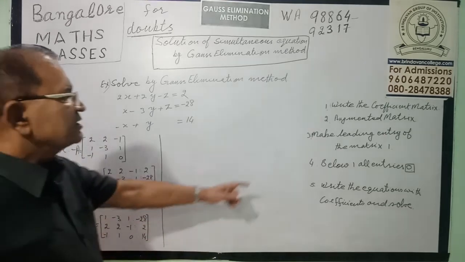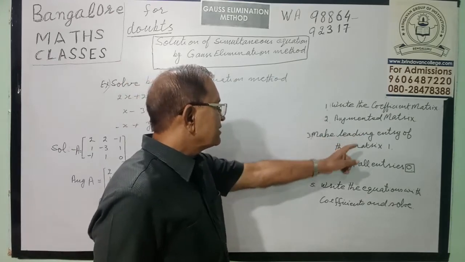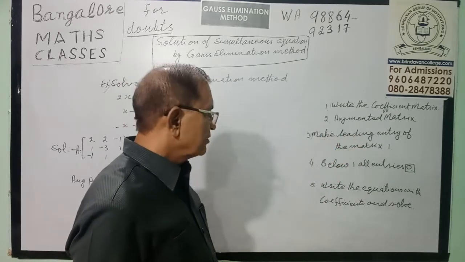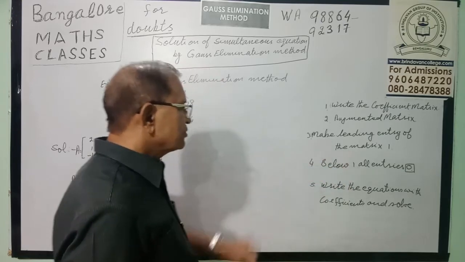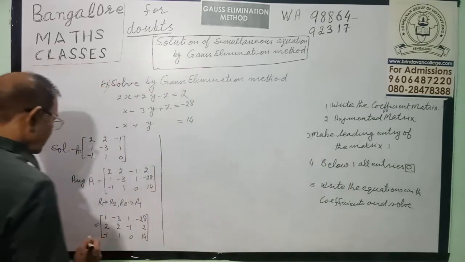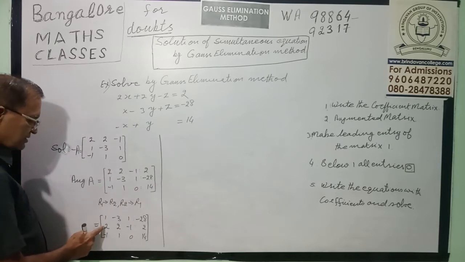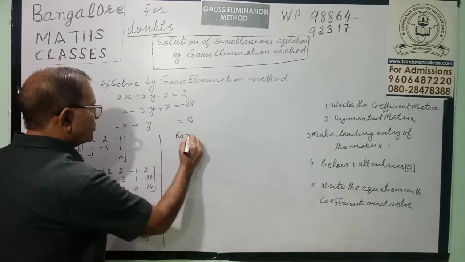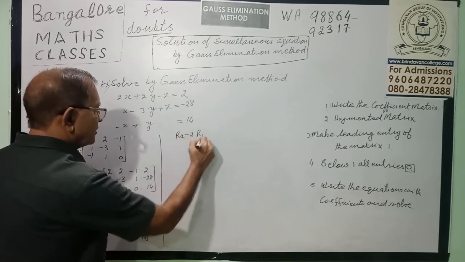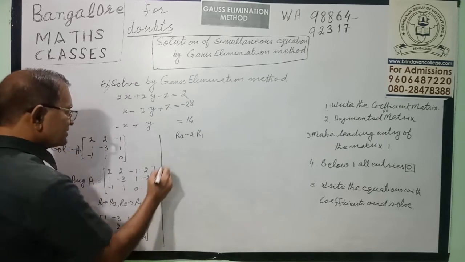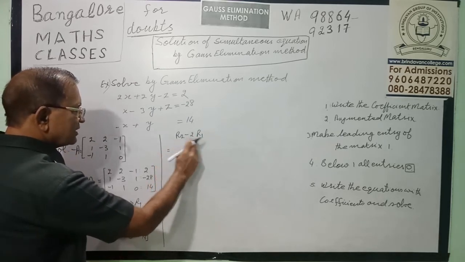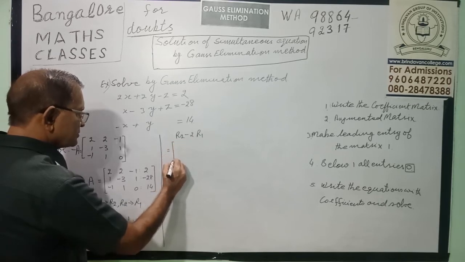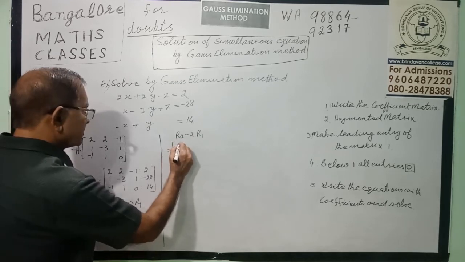Now make the leading entry of the element 1 that we have there. Below 1, all entries should be 0. That's how I can. I want to put 0 here. What will I do? R2 minus double of R1. R1 as it is, it means I am not making any change in R1. So write down R1 as it is.